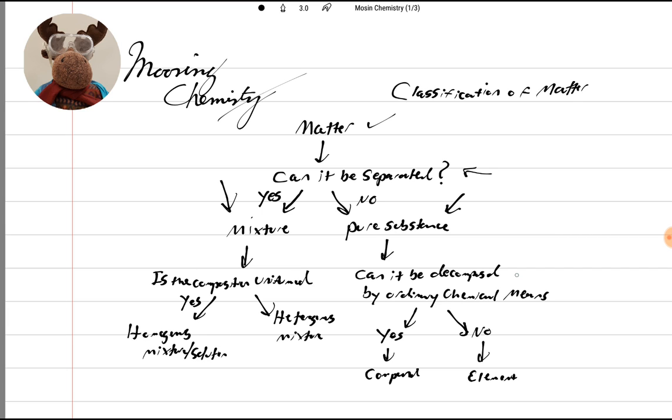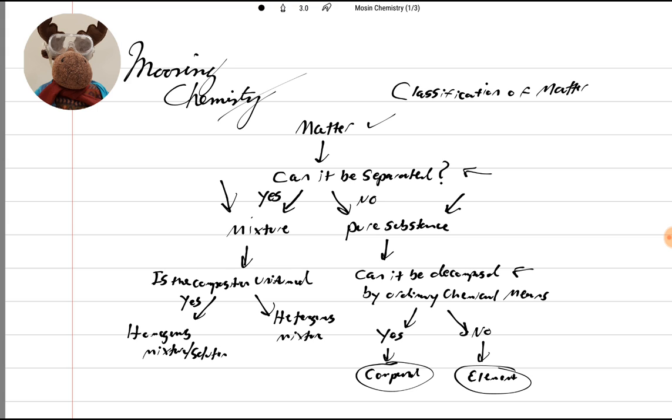So can it be decomposed by ordinary chemical means? If it can, that means the substance can be broken down into simpler substances. It's what we call a compound. If you can't break it down by ordinary chemical means, that pure substance is an element. And by the way, both elements and compounds are pure substances, unless they've been contaminated.